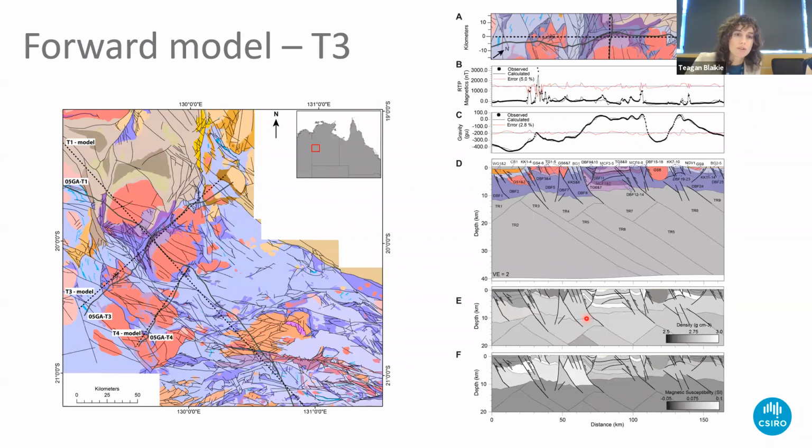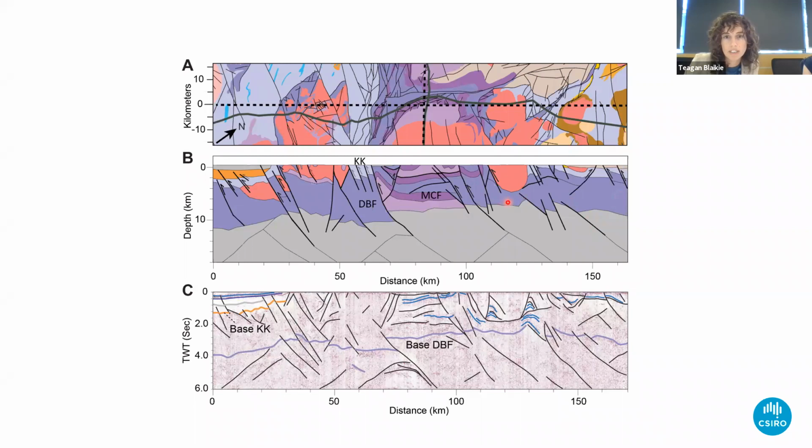The other forward model is this northeast southwest striking model. Again, we've got the magnetic response, gravity response, and derived forward models. We'll look at this model, this image, just more closely and compare it to the seismic data.